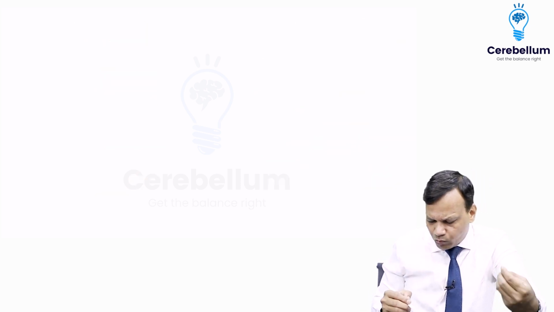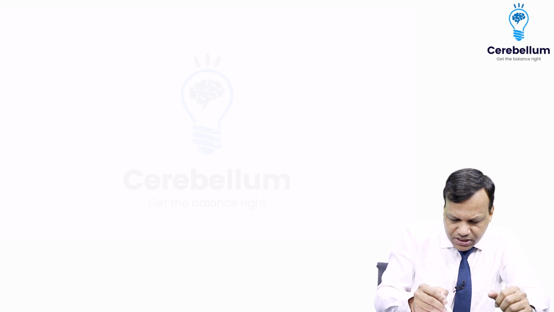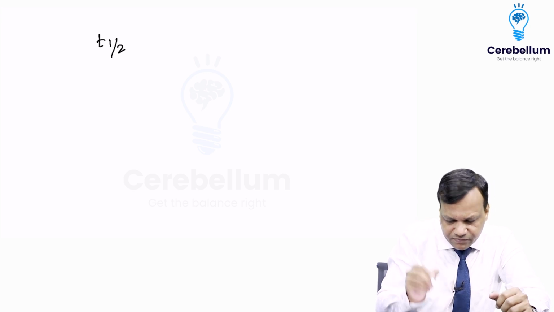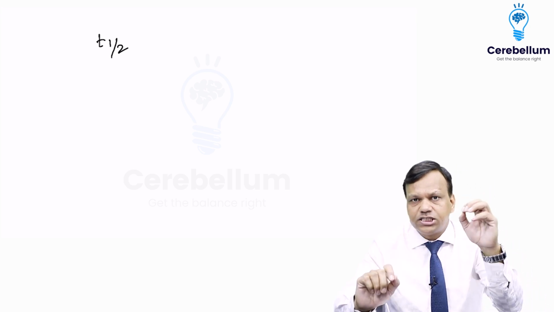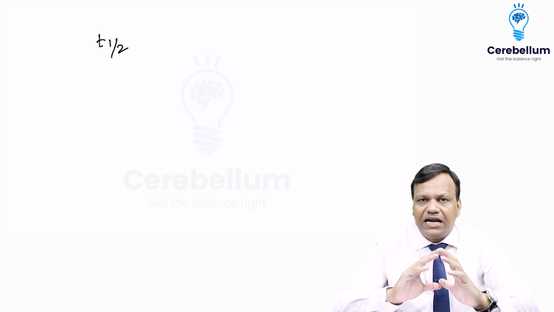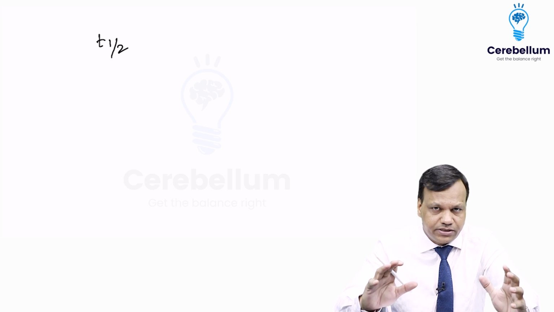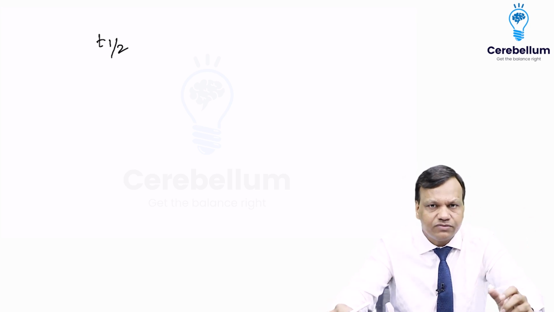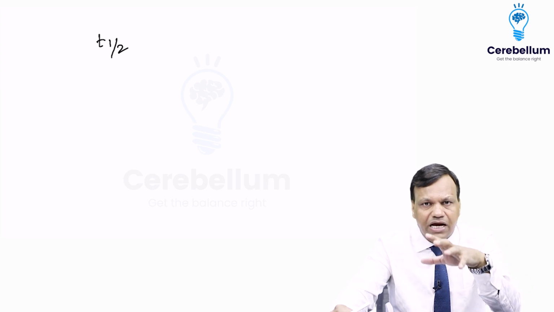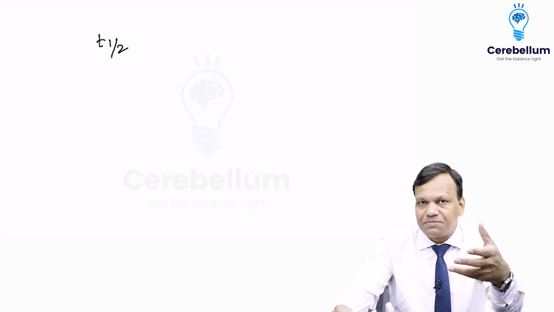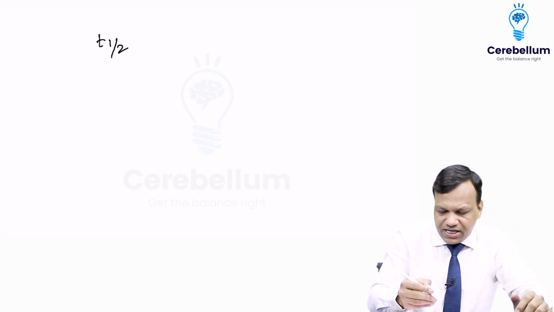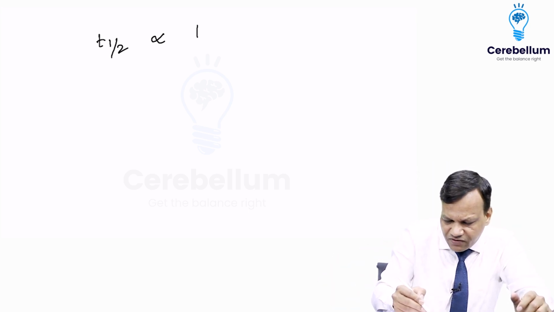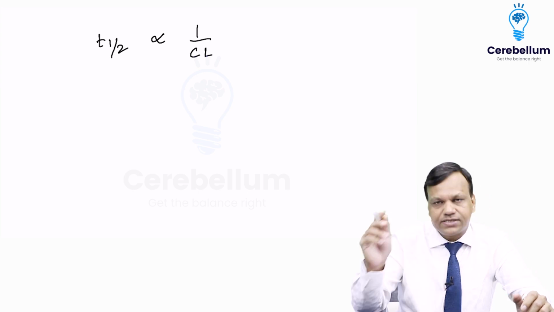Now how to calculate half-life? If you see half-life, what should be the relationship between half-life and clearance of a drug? Tell me logically. If a drug has high clearance, what should happen to half-life? If clearance is high, it means the drug will become half quickly. That means half-life will be lesser. So we can safely say half-life is inversely proportional to clearance.